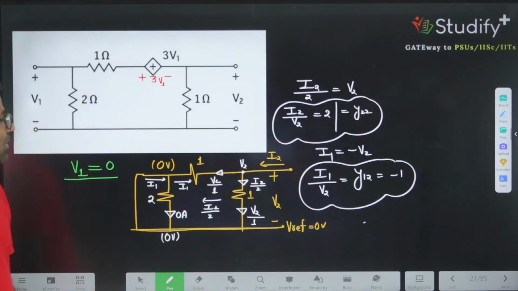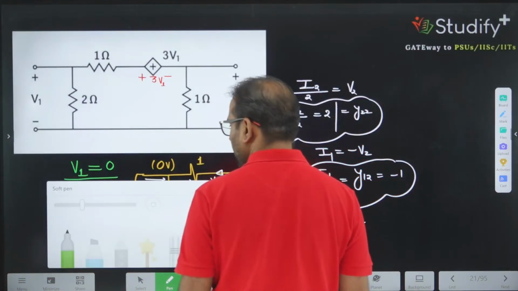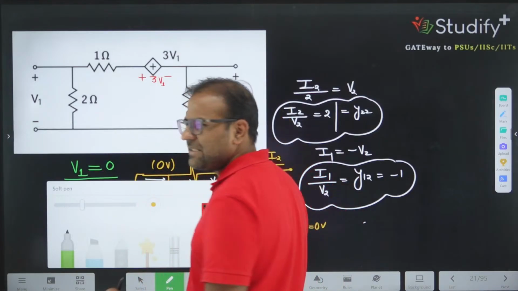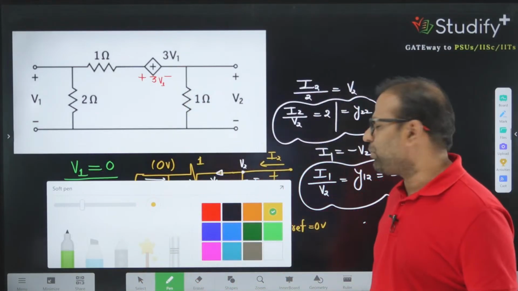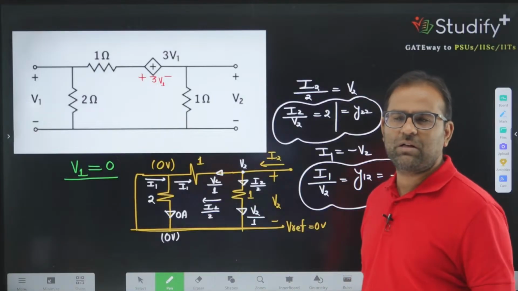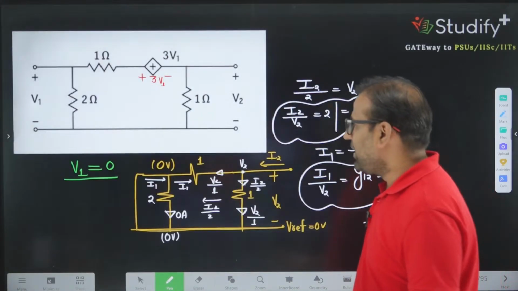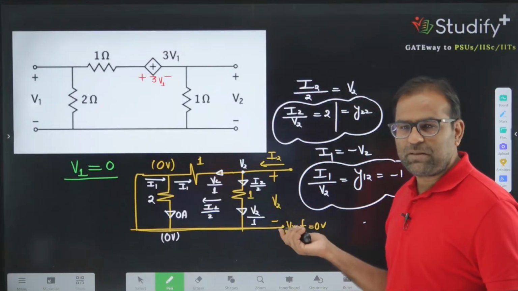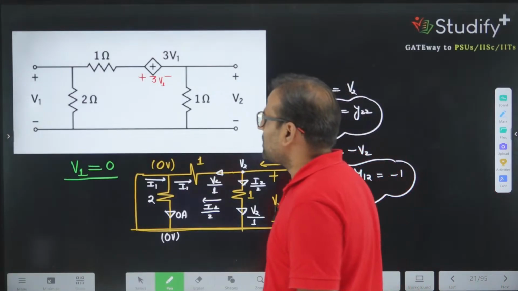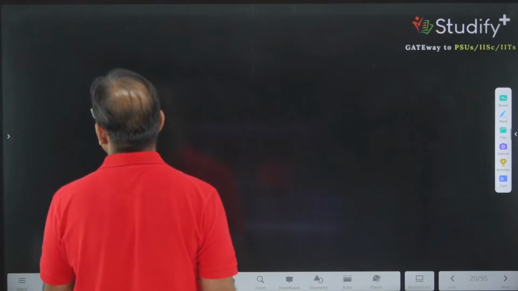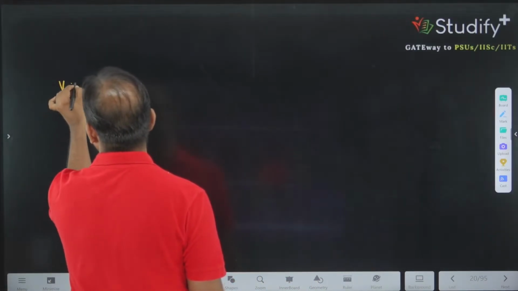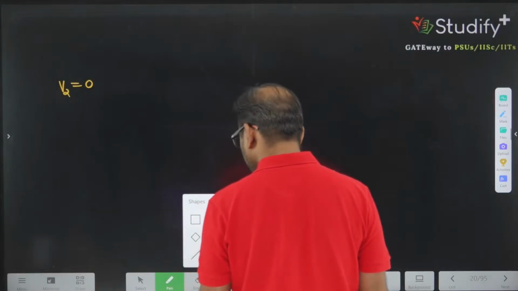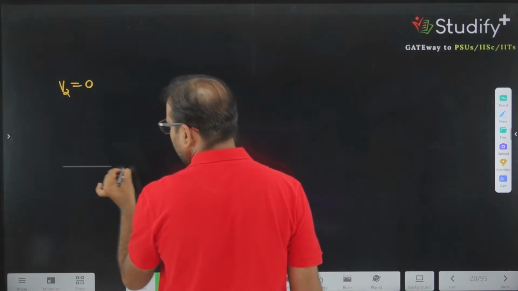Now, what if you make V2 equal to 0? Let's calculate the remaining two parameters. In the exam, they will ask you to calculate one parameter or two. They will not tell you to calculate all the parameters. If they do, you can calculate it, that is more simple. So if you are making V2 equal to 0, how will your network look? Your network will look like this.